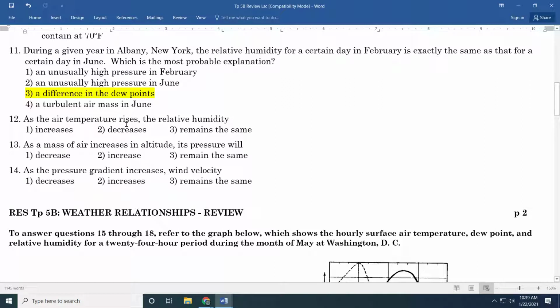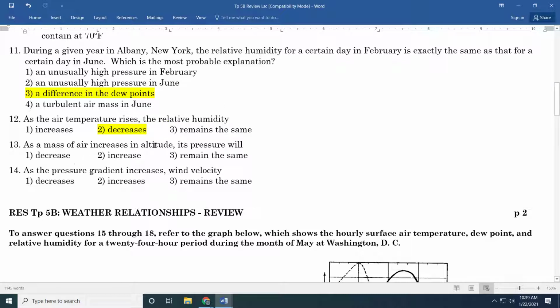12. As air temperature rises, the relative humidity will decrease because warmer air has the ability to hold more moisture. So if you have a certain amount of water and then you warm the air up, now it could hold even more water, so percentage-wise it's less full.